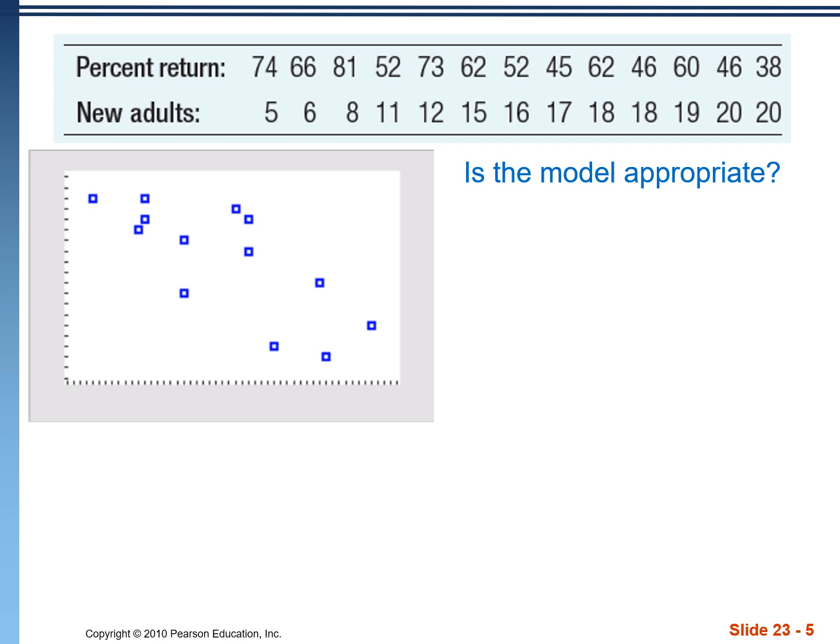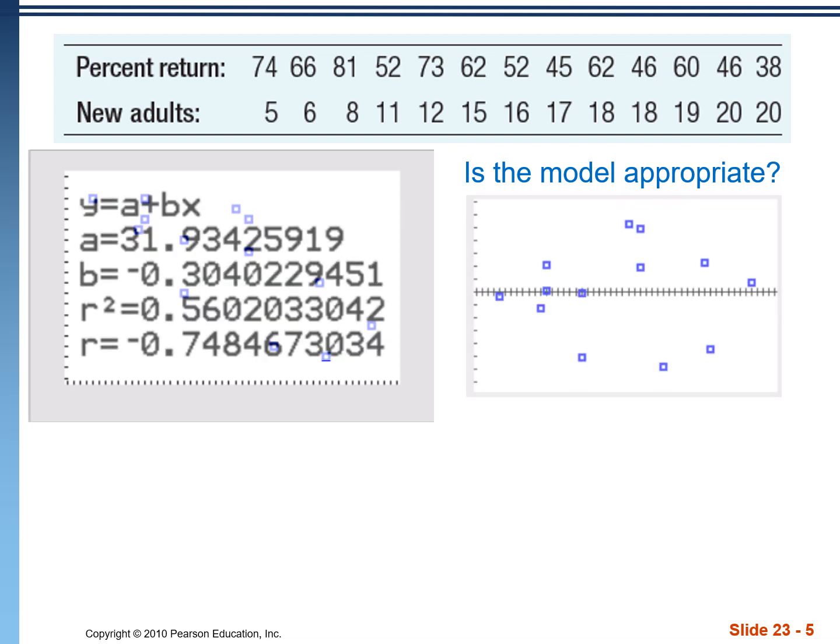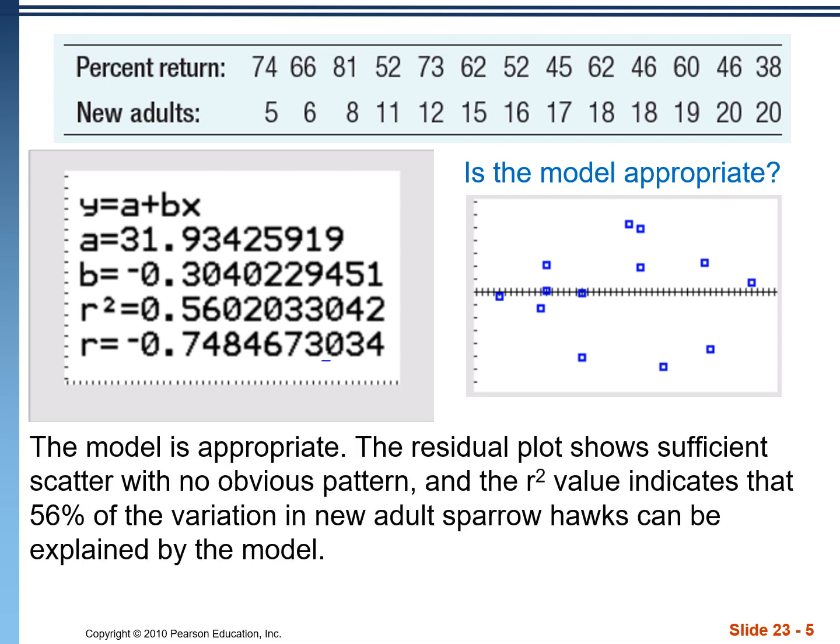Another question you might be asked is, is this model appropriate? So we see that it's linear, there's no outliers. That's the first thing we'd want to check. After that, we'd want to look at the residual plot. We want to see absolutely no pattern, a bunch of scatter here. This one's pretty good. When we write this statement, we'll say the model is appropriate. The residual plot shows sufficient scatter with no obvious pattern. And we also want to write something about that R squared value, which we went over in the previous slide. 56% of the variation can be explained by the model.